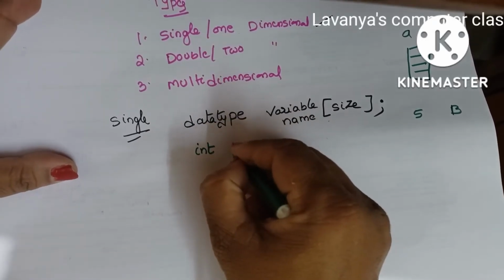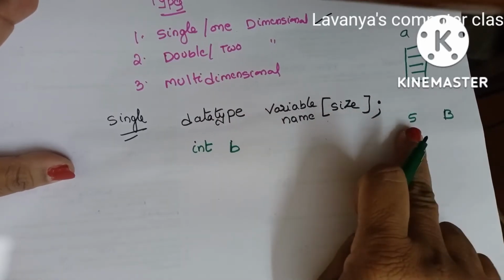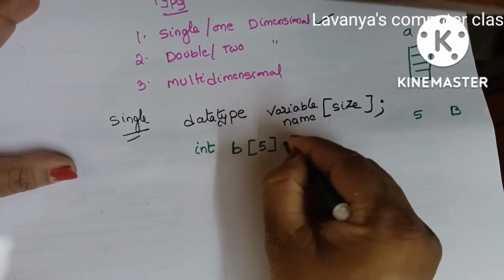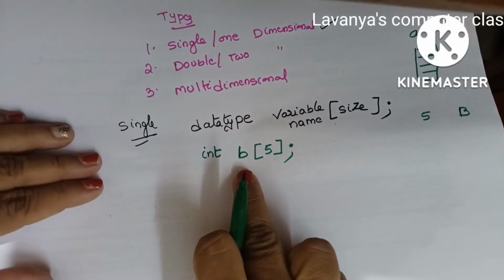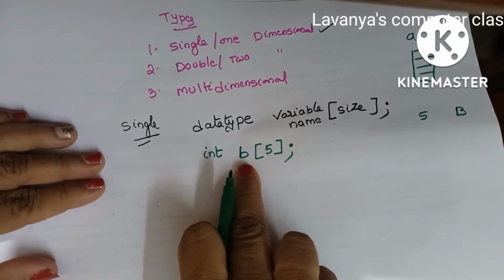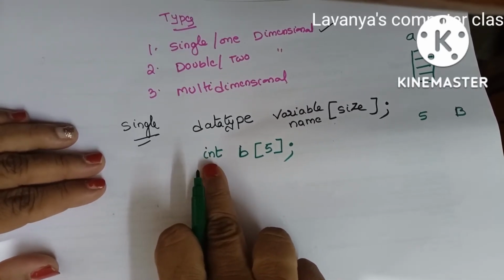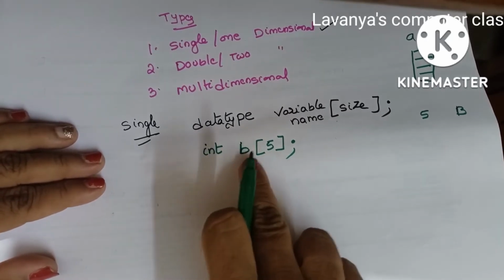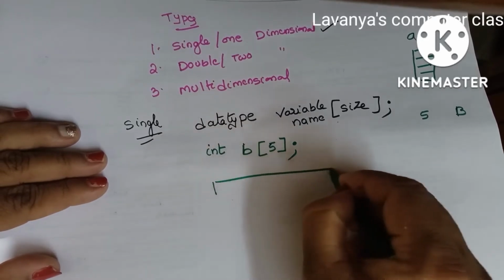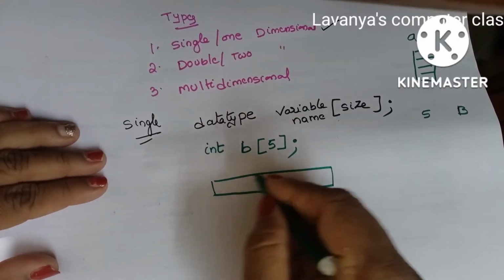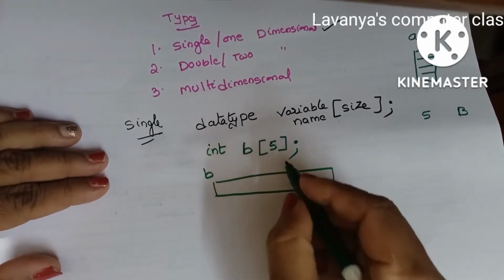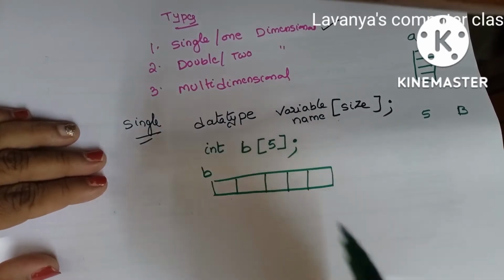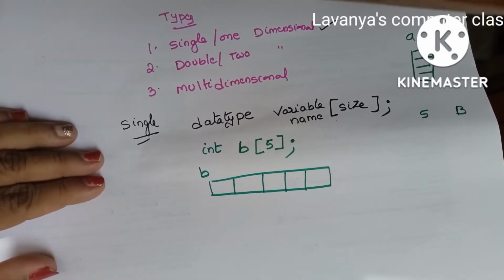What is my variable name? My variable name is B. How many values do I want to store? 5 values. So the 5 is specified in the brackets. B is the name of the variable, and all belong to the integer data type. How many values are possible to store? That is 5 only. So whenever you write like this, this entire name is called B. How many values do you want to store? 5. So 1, 2, 3, 4, 5. So this is called a single dimensional array.